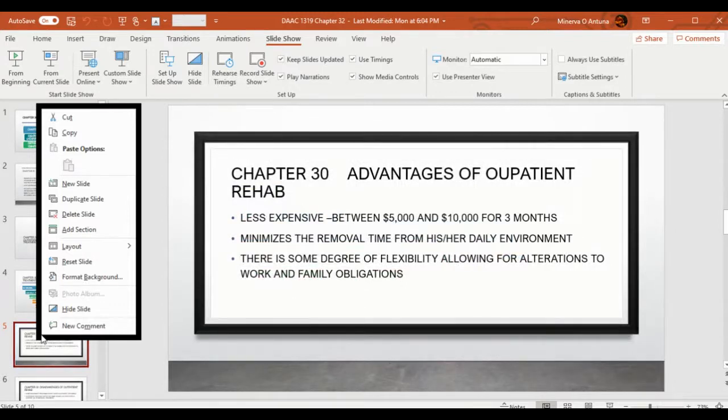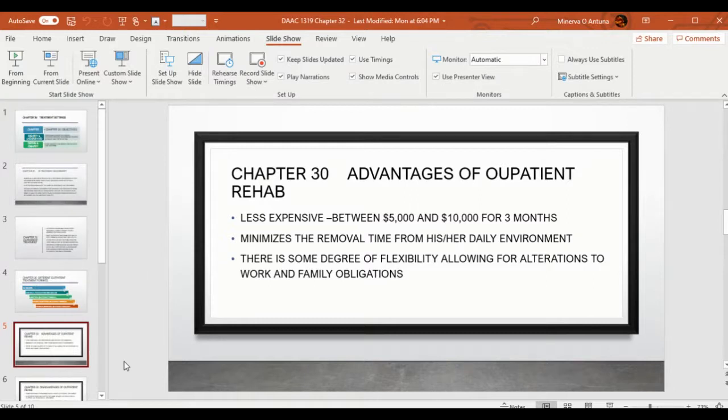So the advantages of going to outpatient rehabilitation is, one, that it's less expensive. It can cost anywhere between $5,000 to $10,000 for 3 months because they're going to be charging you for the doc, the therapies, etc. But it's going to be on an outpatient basis. So it minimizes the removal time from his or her daily environment.